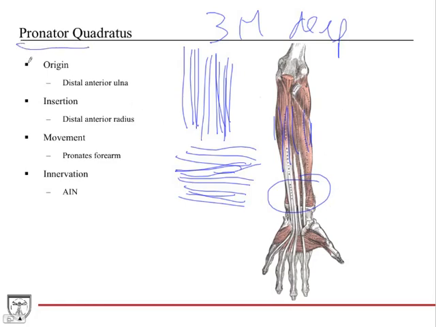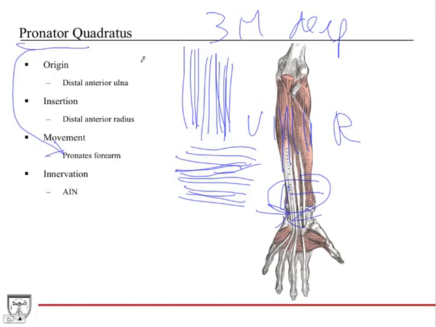And again, it's in the name, Pronator Quadratus pronates, and so it needs to have these horizontal fibers to carry out its function. So its origin is the distal anterior ulna. So again, this is your ulna, this is your radial side. So this is its proximal attachment, and it attaches over here onto the distal anterior radius. So this muscle, just like any other, is going to contract, and it's going to pull this radius over the ulna, okay, to help pronate it.